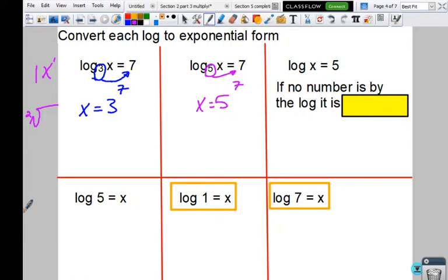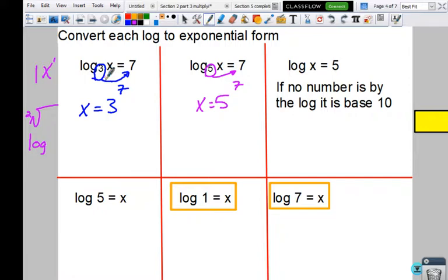Well, log works the same way. If you have a regular log and there's no number there, what do you think the base is? I'm always curious what people guess.